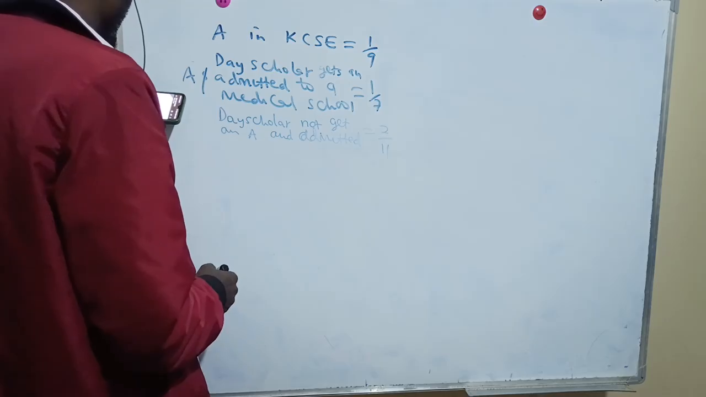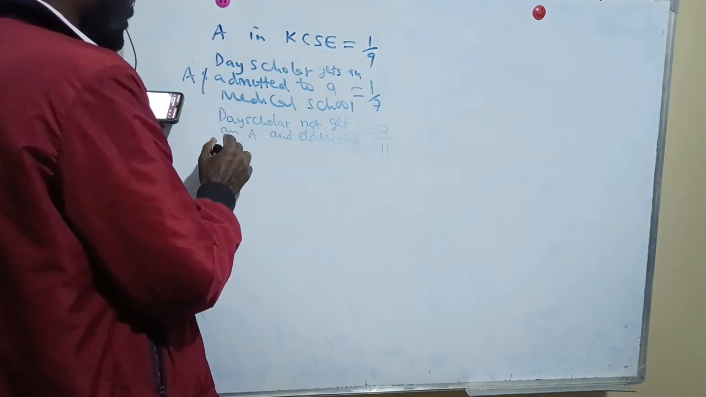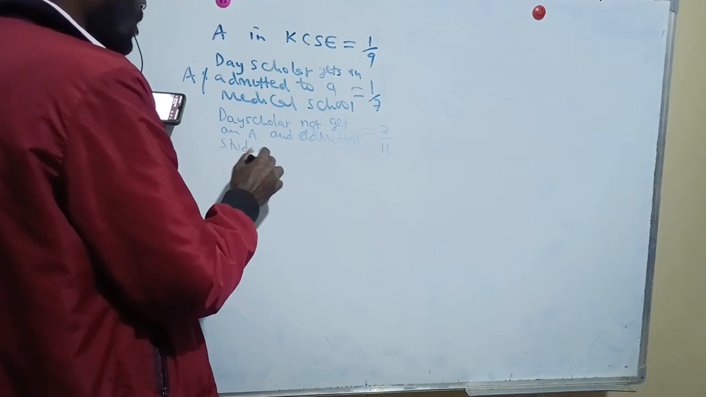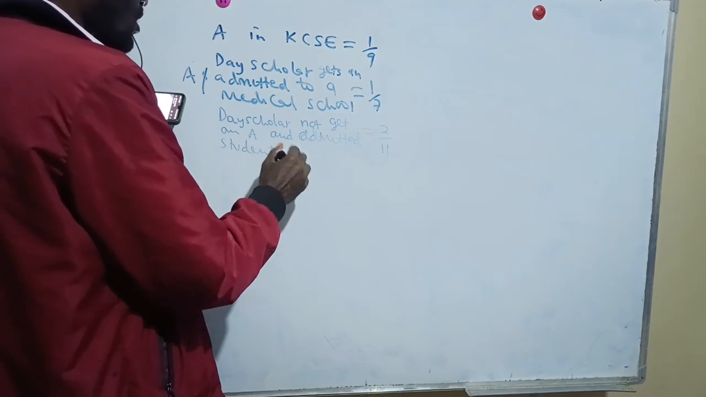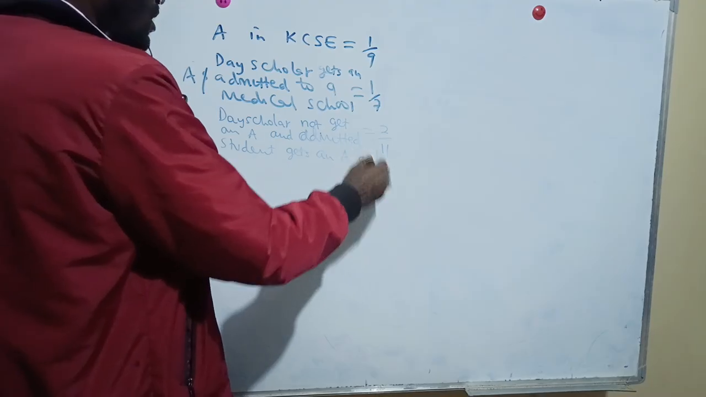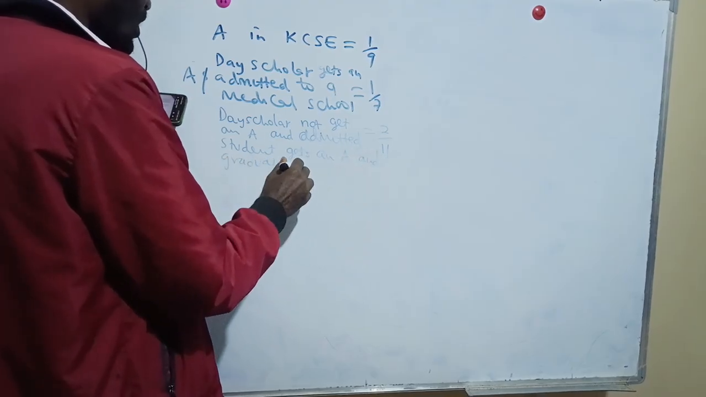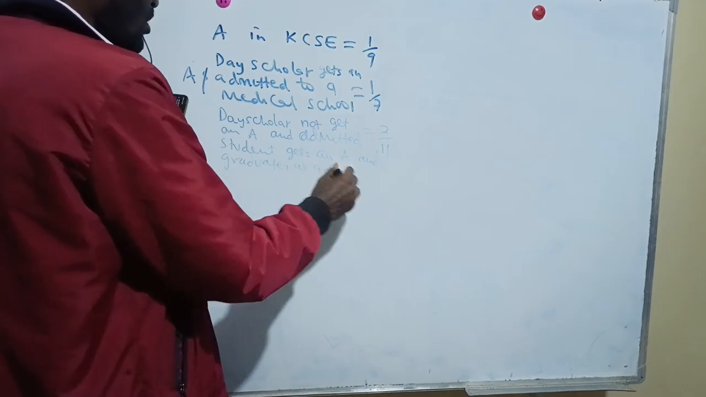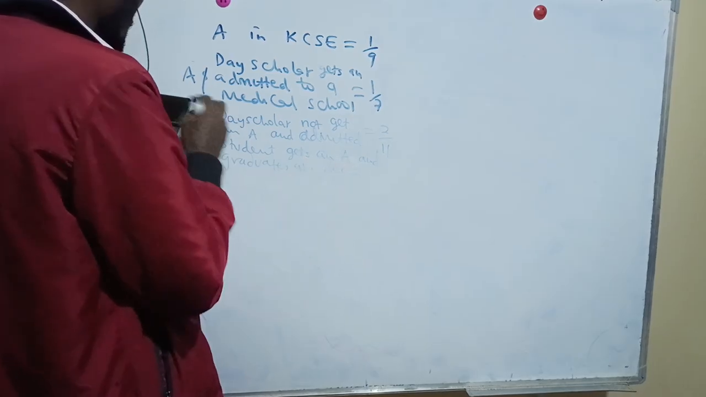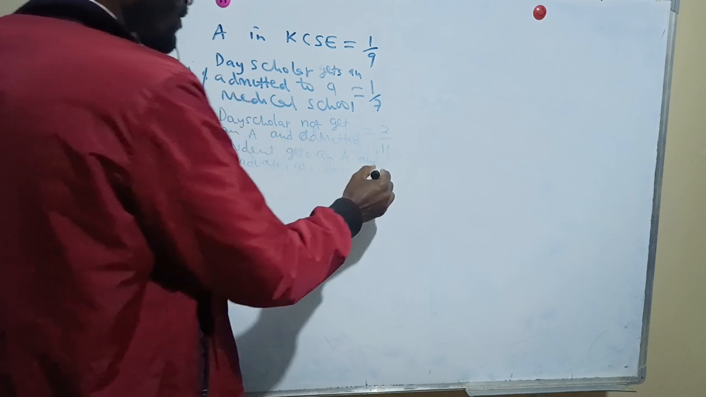If a student gets an A, the probability he graduates as a doctor is 3/5. So a student gets an A and graduates as a doctor, 3/5.